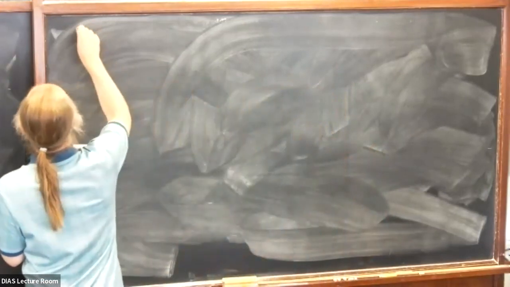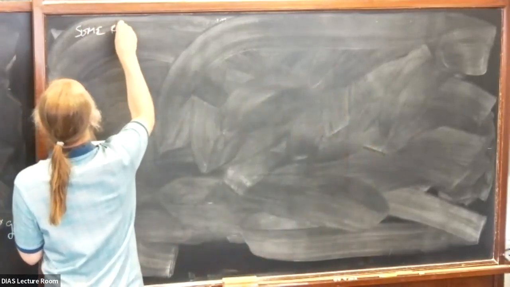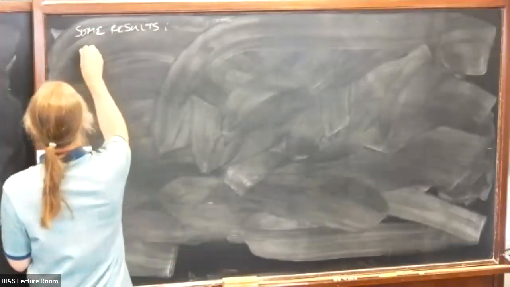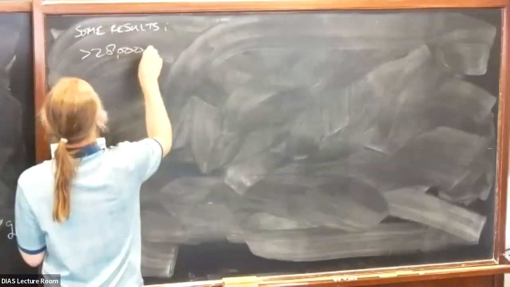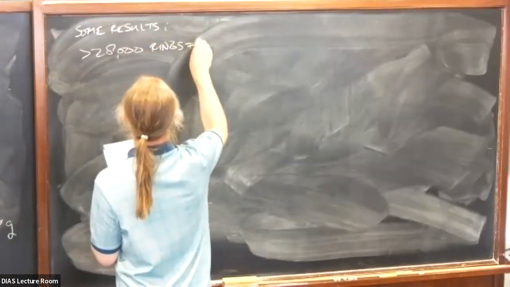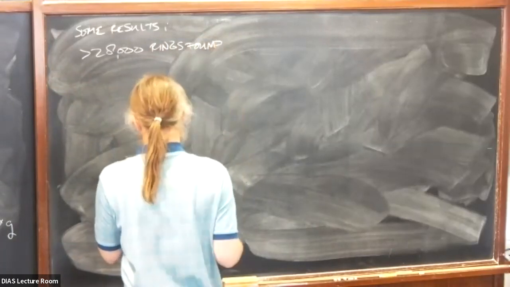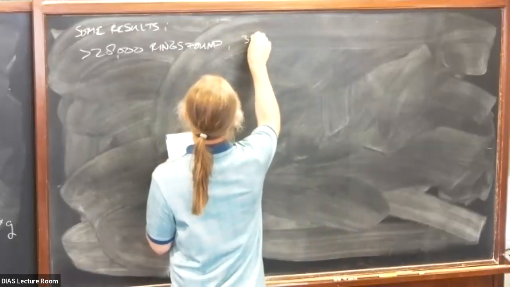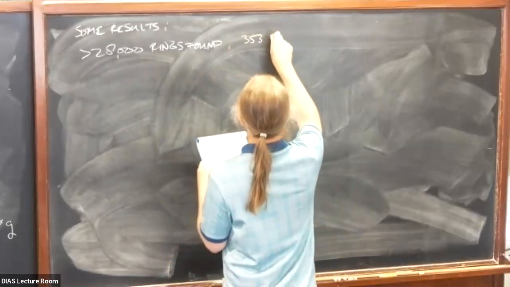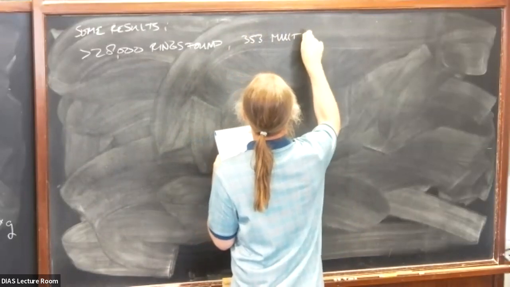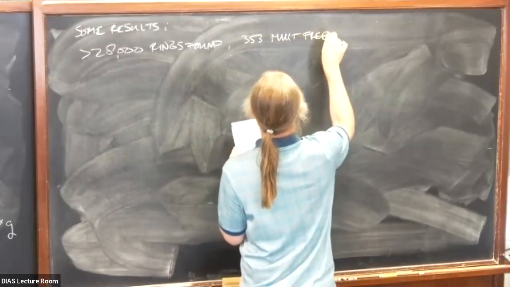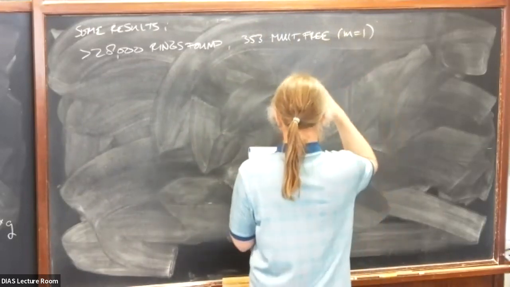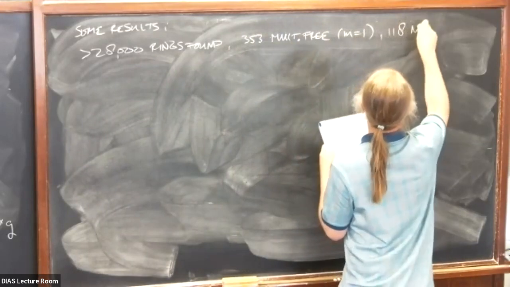So, controls. More than 28,000 rings found. Of which 353 are multiplicity free, which means that they have a maximum multiplicity 1, and 118 of them are not commutative.